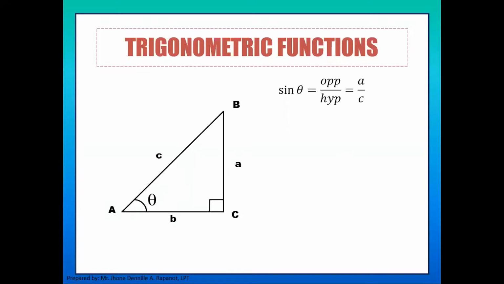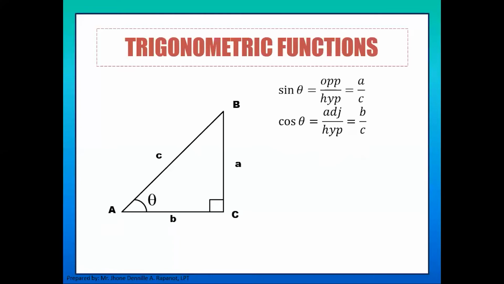Your adjacent here is letter B. Your hypotenuse is still your letter C. Therefore, we have cosine theta is equal to adjacent over hypotenuse, equal to B over C.